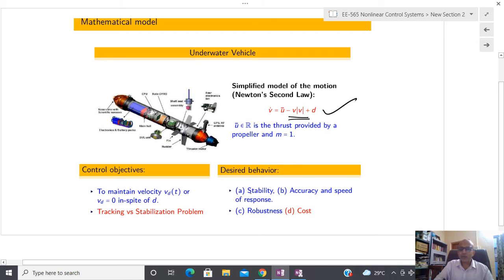Qualitative notion means using some kind of analogy to talk about the behavior of the system. Exact behavior is not required, approximate behavior is okay. Actually stability, accuracy, speed of response, robustness or cost, all these things are somehow qualitative in nature. I cannot tell the exact cost involved in any nonlinear system, and for that reason we analyze everything in an approximate way.